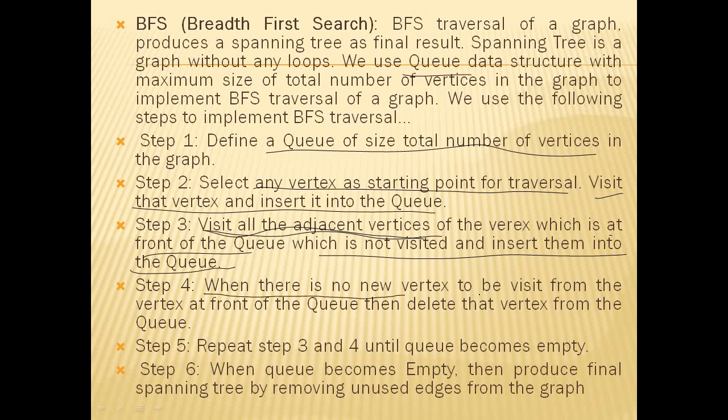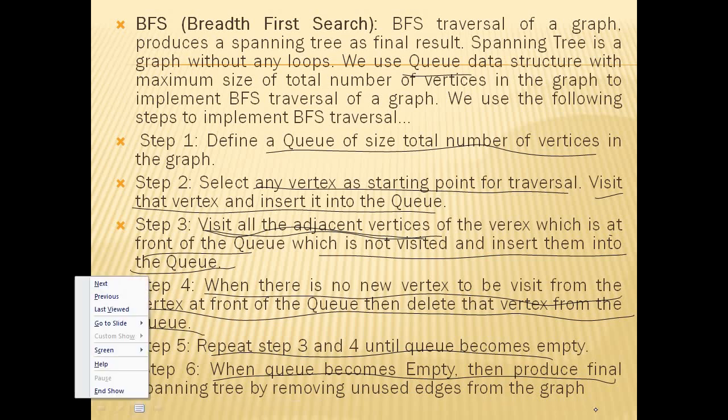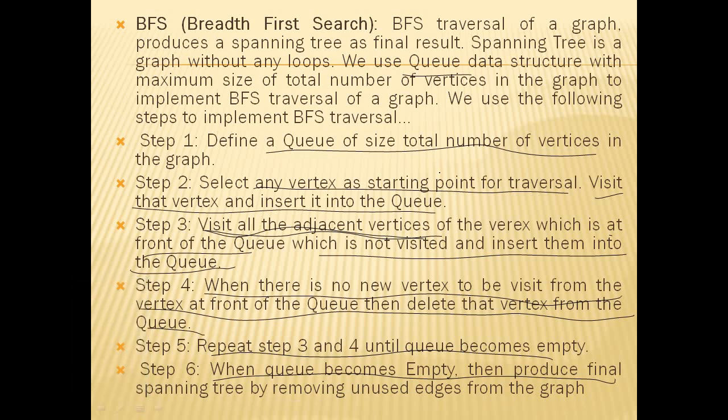Step 4: when there is no new vertex to be visited from the vertex at the front of the queue, delete that vertex from the queue. Then repeat step 3 and step 4. Step 5: when the queue becomes empty, produce the final spanning tree by removing unused edges from the graph. So here also it will generate a spanning tree. Sometimes they may ask which type of tree the graph searching methods generate. We say spanning tree.